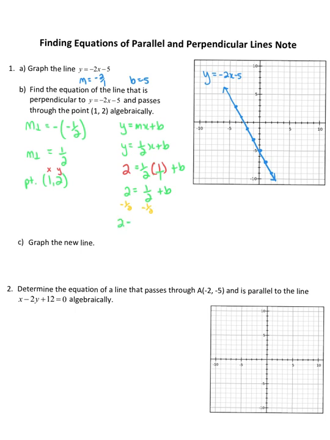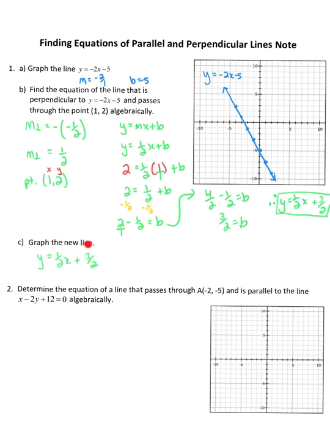So the left side is 2 minus 1/2. When you're adding and subtracting fractions, you do need a common denominator. So this is 2 over 1 minus 1/2. So the first fraction, I'm going to change to 4 over 2. So they both have a denominator of 2. So that is 3 over 2. So the equation of the perpendicular line is y equals positive 1/2 x plus 3 over 2.